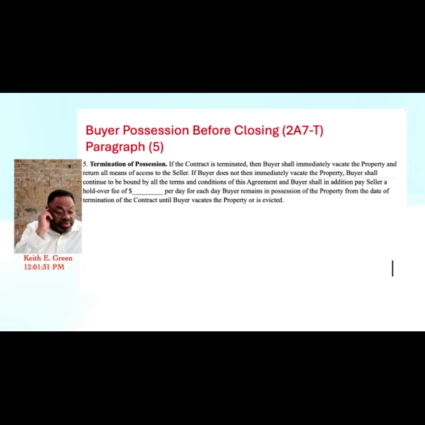It says it was amended to make it clear that if the buyer possession before closing agreement is terminated, the buyer is required to return all means of access to the property to the seller. So if it didn't work out, the buyer is clear in this contract that you have to return everything you had, keys, garage door openers, things of that nature that allowed you access to the property. They added that into the contracts this year.